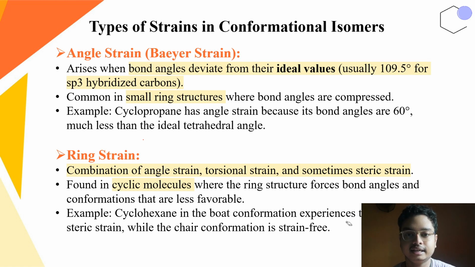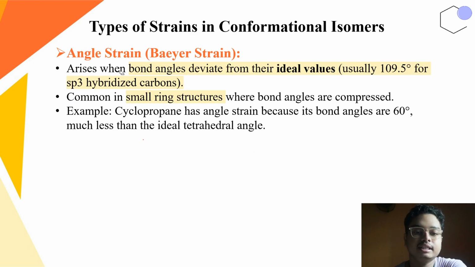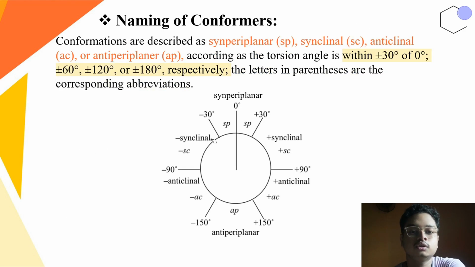Acyclic systems don't contain any kind of ring strain or angle strain. An acyclic system only has torsion strain and steric strain, whereas the cyclic ring has angle strain and ring strain. Okay. After that, we are talking about the naming of conformers. Depending upon the rotation, we can't say that it is only eclipsed or staggered or gauche. There is some functional nomenclature that determines the name of a particular conformer.